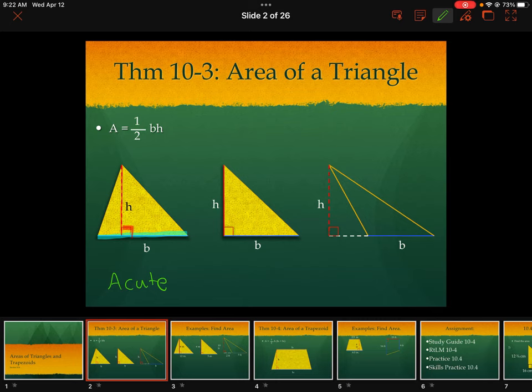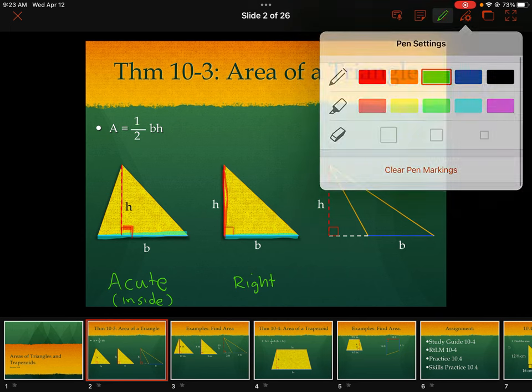That first triangle is acute. Notice where the height is. It's inside the triangle. If you have a right triangle, the base and the height, remember, have to be perpendicular. So we have our base down here. We have our height, and it's actually on the triangle.